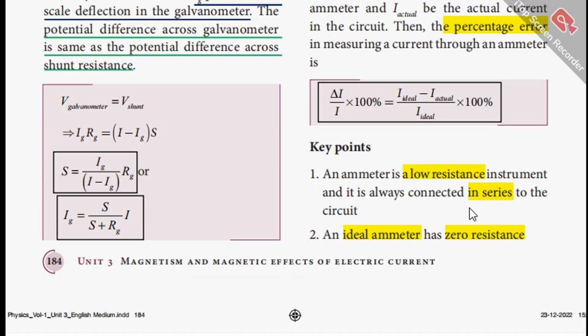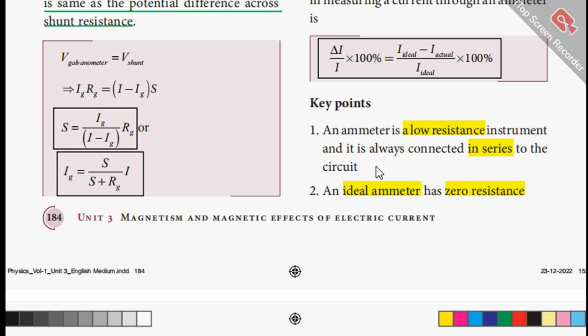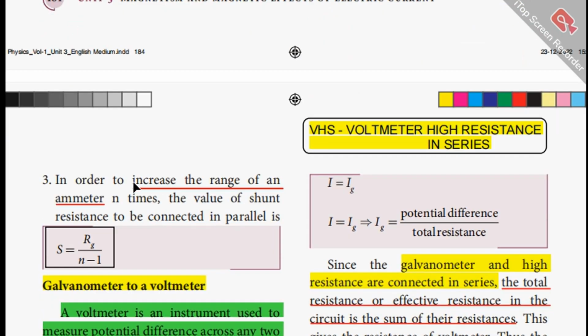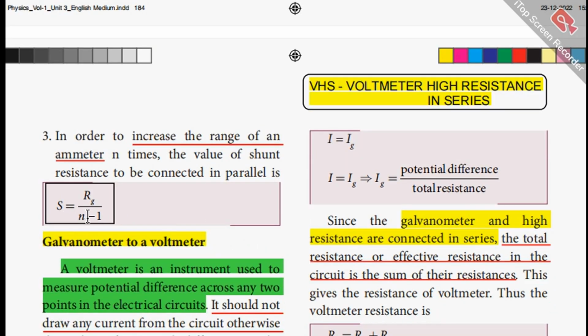Now let us see some key points. The first one: an ammeter is a low resistance instrument and it is always connected in series to the circuit. An ideal ammeter has zero resistance. And in order to increase the range of an ammeter n times, the value of shunt resistance to be connected in parallel is given by this expression: S equal to Rg by (n minus 1).